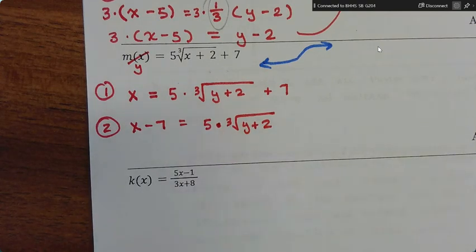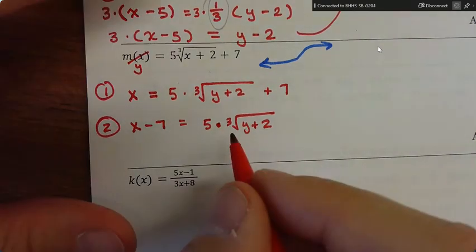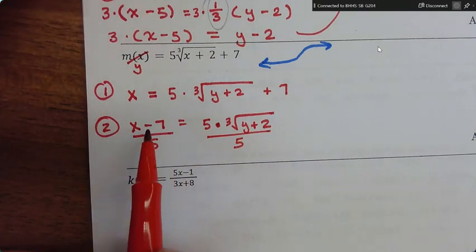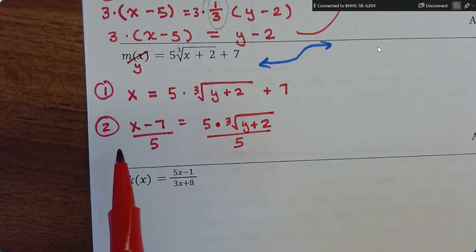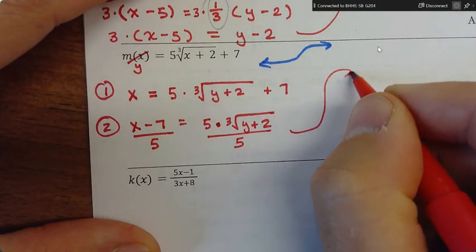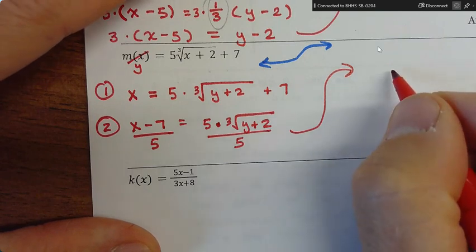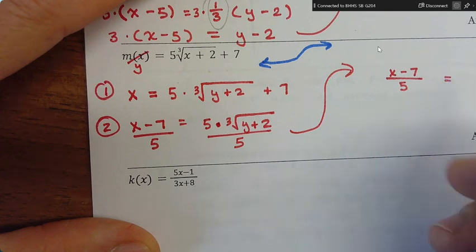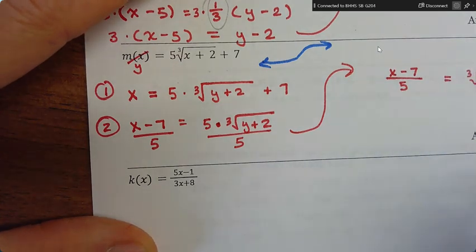It's multiplying? Could you divide by it? Mm-hmm. Yep, that's exactly what you're going to do. Now, when you divide by 5, you're going to get a fraction over here, and you're going to be like, ugh, ew. Just leave it that way. It's okay. So now we've got x minus 7 divided by 5, and that's going to give us the cube root of y plus 2.